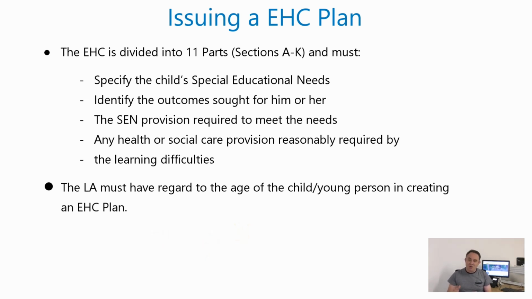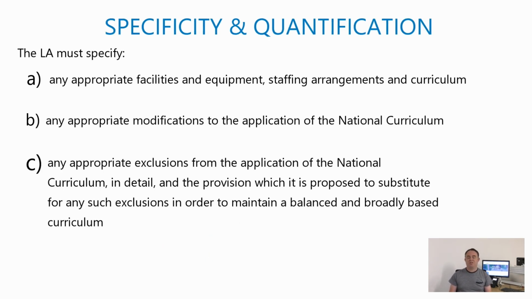So how do local authorities approach issues of specificity and quantification? Well, the regulations that accompany the Children and Families Act identify the kind of things that the local authority has to address when they're drafting the EHC plan. And those things can be summarised as appropriate facilities that are required for the child, any equipment that may be needed, the staffing arrangements, so the level of adult support, the training and experience of the staff, and whether there's any modification necessary to the national curriculum.